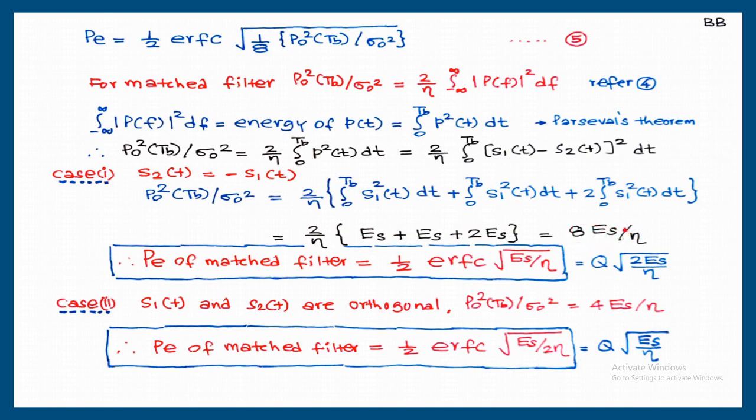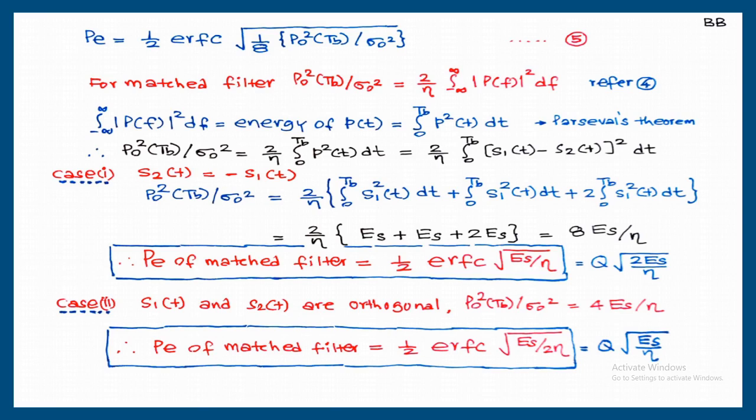Then this 8 Es by eta we can substitute here for writing the probability of error. So the probability of error for matched filter is equal to half complementary error function; this 8 and this 8 cancel. Complementary error function of square root of Es by eta. This can be written in terms of Q function, that is the same as Q of square root of 2 Es by eta. Complementary error function and Q function relations we have studied under chapter 1.